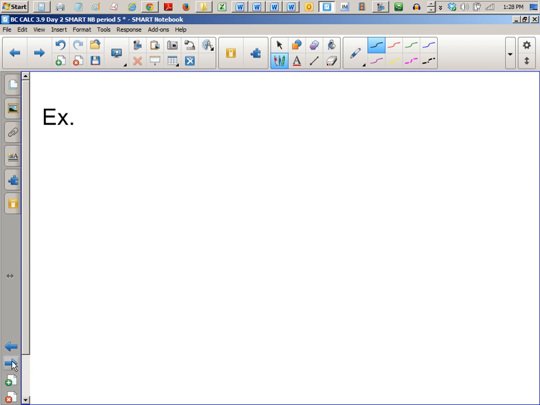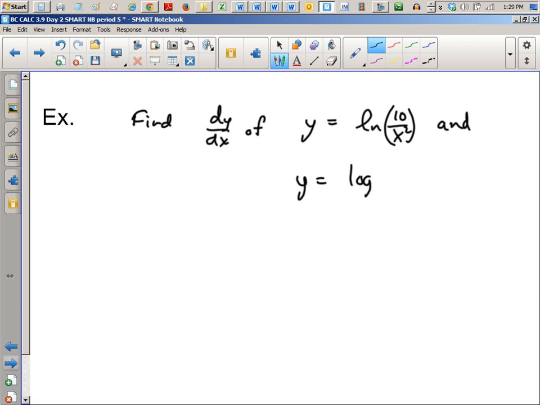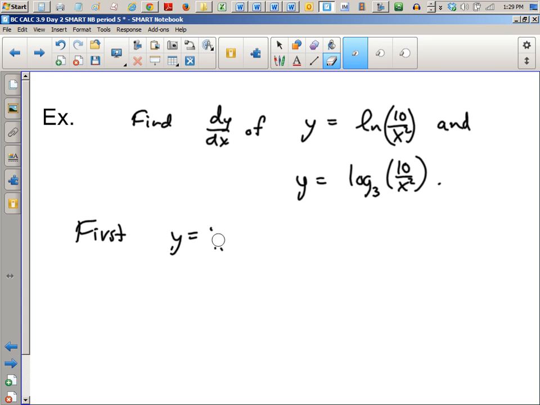Okay, so for my first problem, I would like to find dy dx of y equals ln of 10 over x squared and y equals log base 3 of 10 over x squared. The answers are quite similar. Okay? They're very, very similar. The only difference is the second one has an ln 3 on the bottom. That the other one doesn't. All right, let's get started. So first, y equals ln of 10 over x squared.